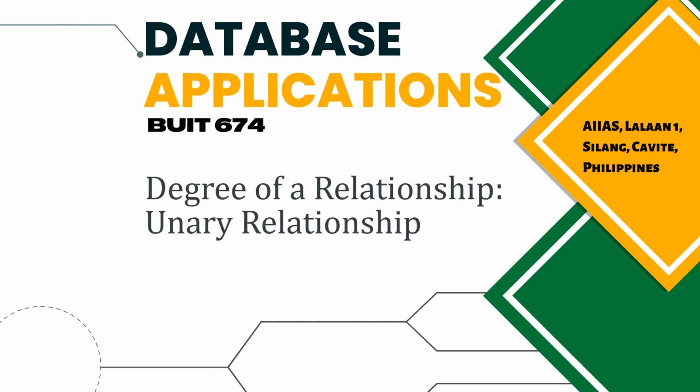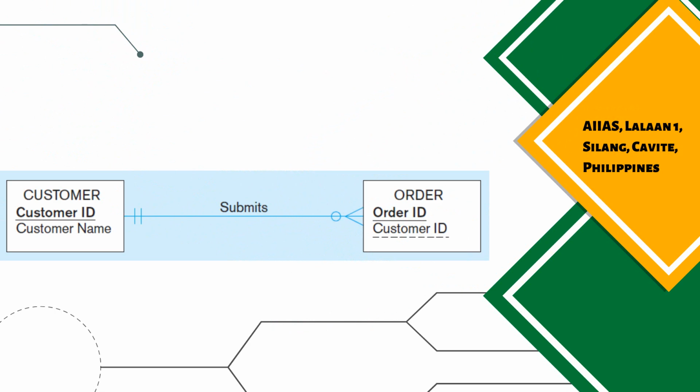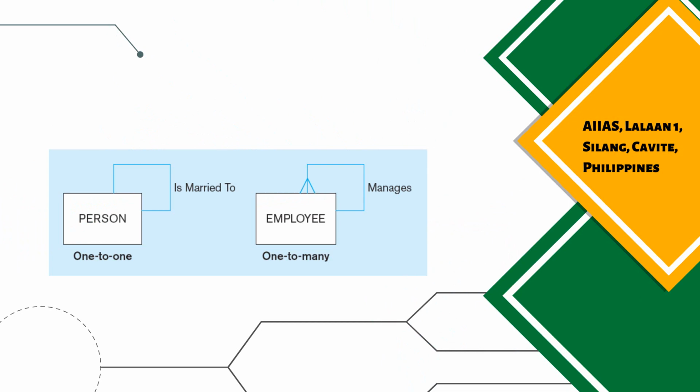The degree of a relationship is the number of entity types that participate in that relationship. Thus, the relationship "submits" that we have seen earlier too, in this example, is of degree 2. Why? Because there are 2 entity types, customer and order entity. So this relationship between 2 entities is called binary relationship. But in this video, we will be dealing with unary relationships.